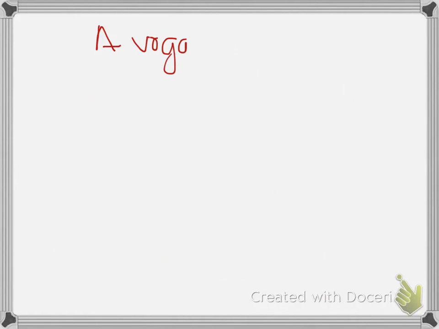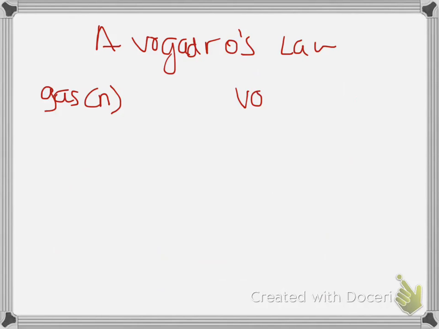Avogadro's Law. It's the relationship between the gas, N (gas is always written as N), and volume, V. As the amount of gas N increases, volume V increases. So this is a direct relationship. So increases, decreases.